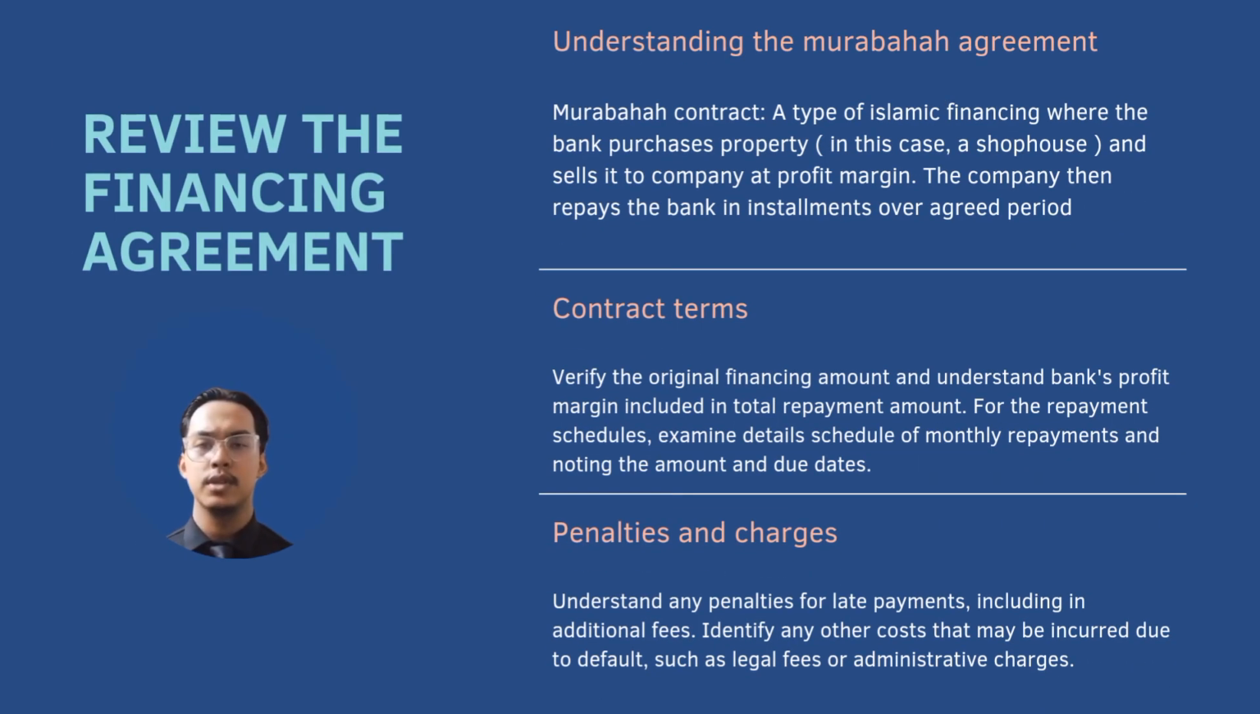So to start off the recovery process, the first step is to review the financing agreement. Understand the contract first. Understanding the Murabaha agreement: a Murabaha contract is a type of Islamic financing where the bank purchases property, in this case a shop house, and sells it to the company at cost plus profit margin. The company then repays the bank in installments over an agreed period. Then the contract terms. Verify the original financing amount and understand the bank's profit margin included in the total repayment amount. For the repayment schedule, examine the detailed schedule of monthly repayments, noting the amounts and due dates.